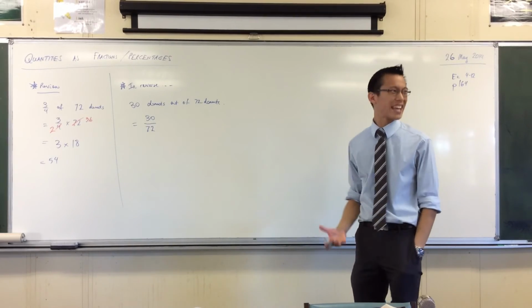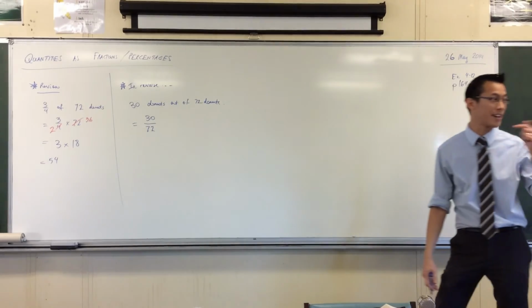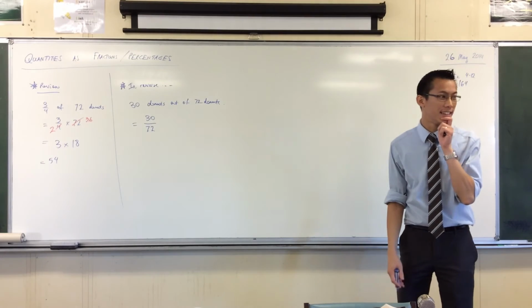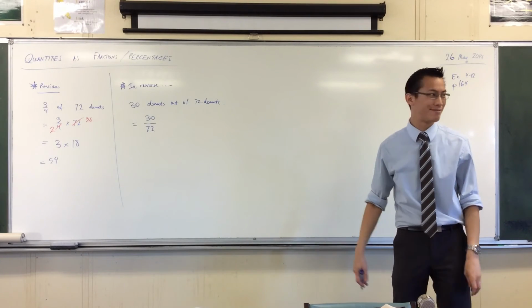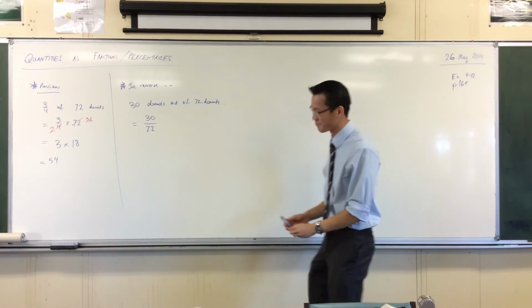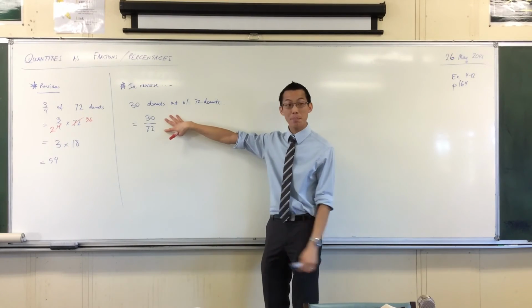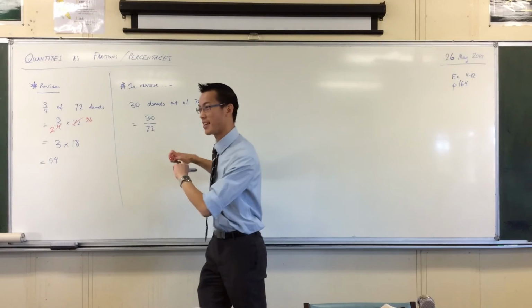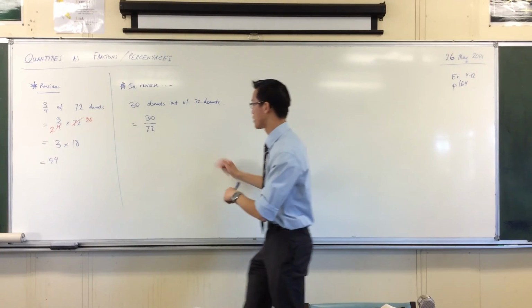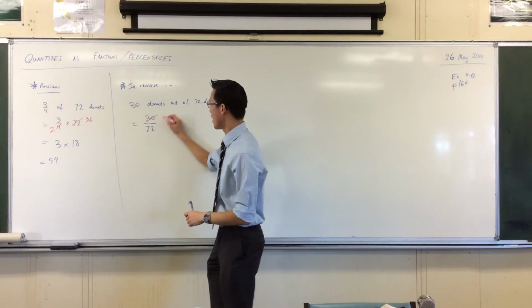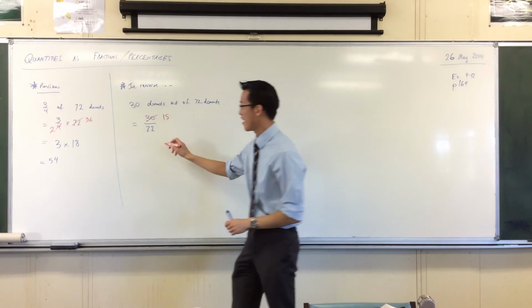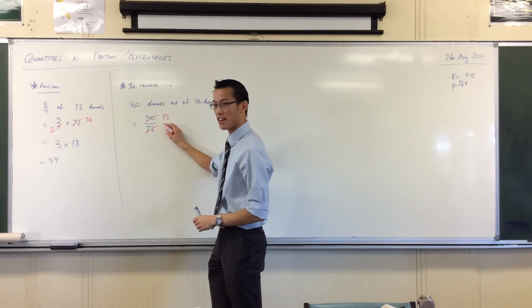Now here, I can do some simplifying, can't I? What can I simplify? What numbers can I cancel here in order to simplify this fraction? Yeah, Jasmine. You can take out 2. If I take out 2, I'd get 15 there. And then I would get 36.